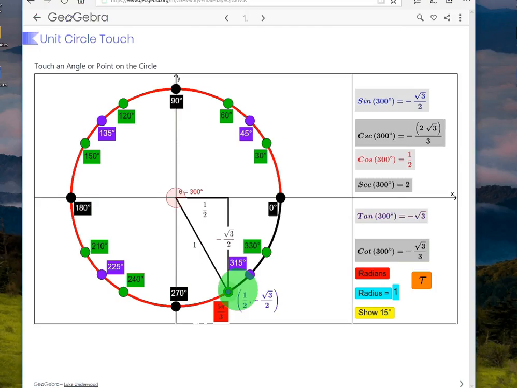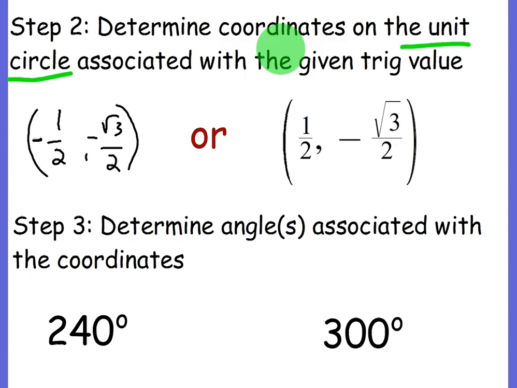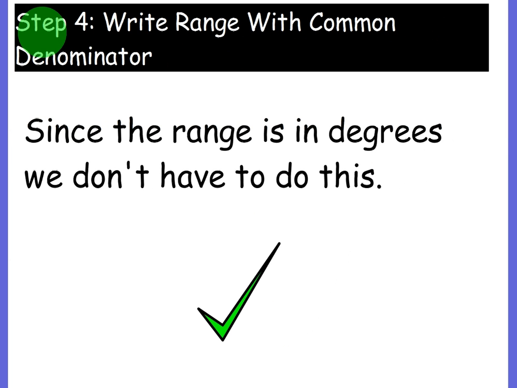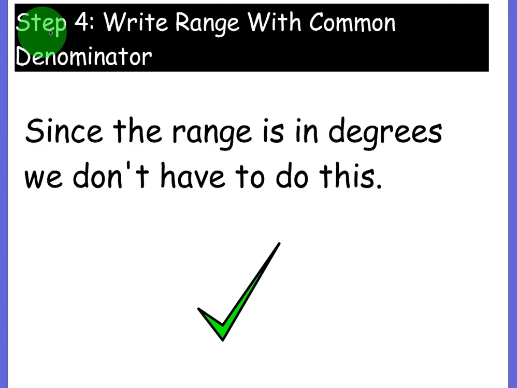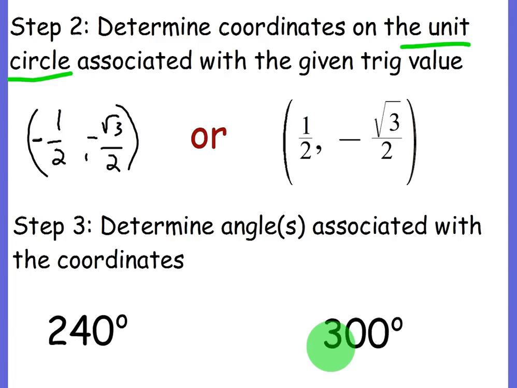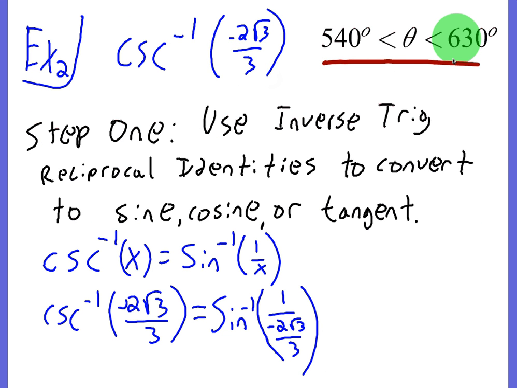So that's a good start. That gives us degrees in the unit circle. Again, that's 240 and 300. Those angles don't fall within the range they gave us, so we need to make sure these angles fall within that range. Step 4, write the range with common denominator. Since the range is in degrees, we don't have to do this like we did with radians. But we do need to ask the question, how can we get 240 and 300 to fall within this range? Well, a good thing you can do is add 360, and see if it falls within that range.